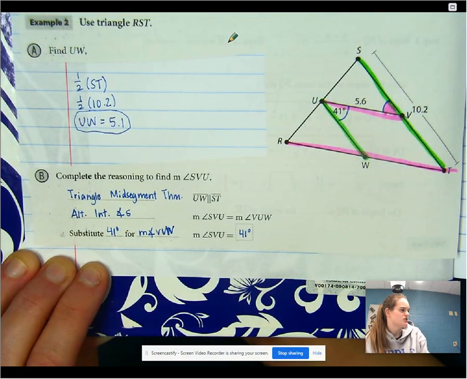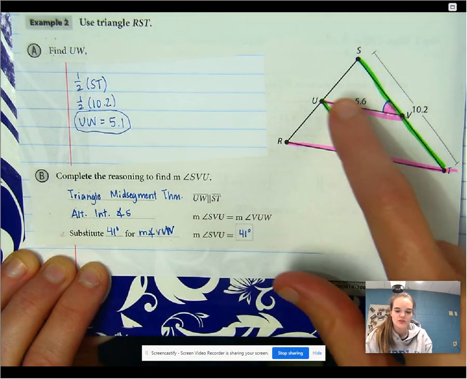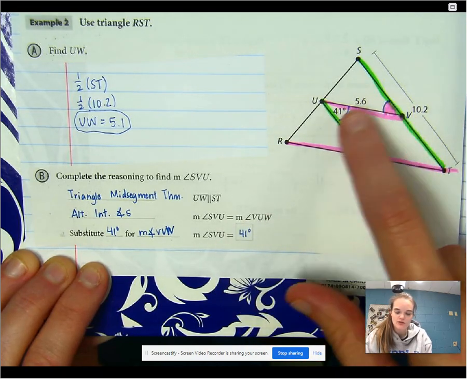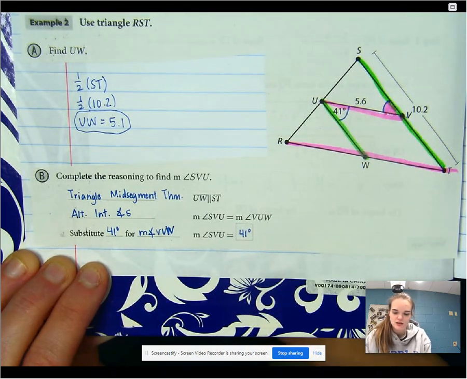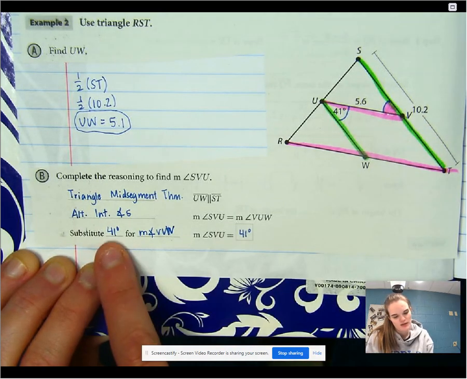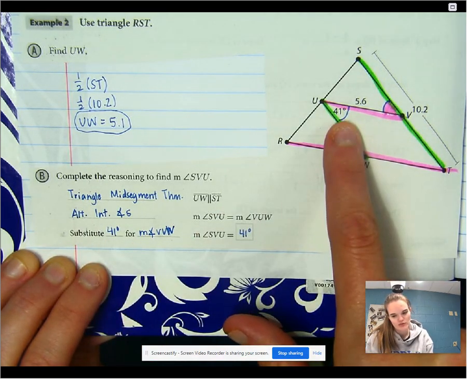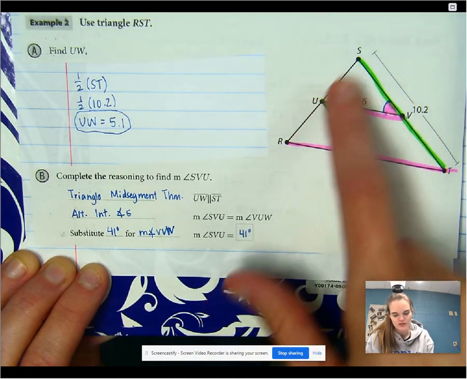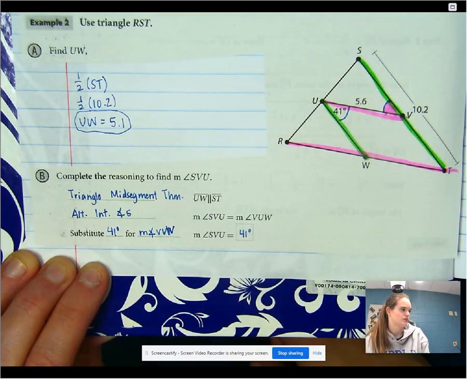Let's recap what I just said with the actual picture showing now. So these are parallel because of the triangle midsegment theorem. Then these two are congruent to each other because they're alternate interior angles, because these two are parallel. Then we take 41 and substitute it for VUW. So we get that SVU is 41 degrees. So sorry that froze. There's another explanation in case you needed it.